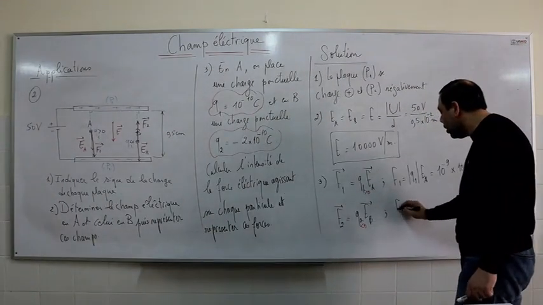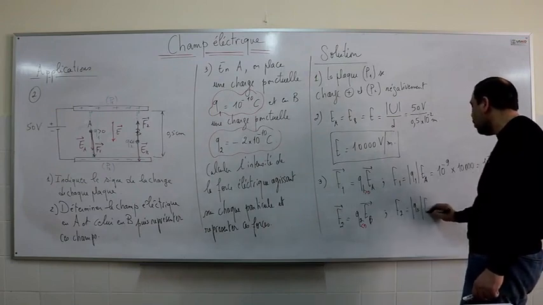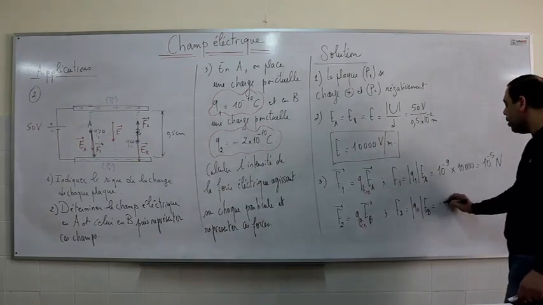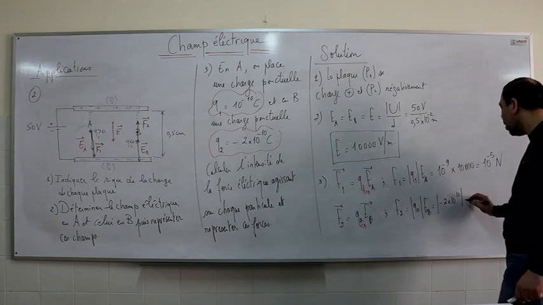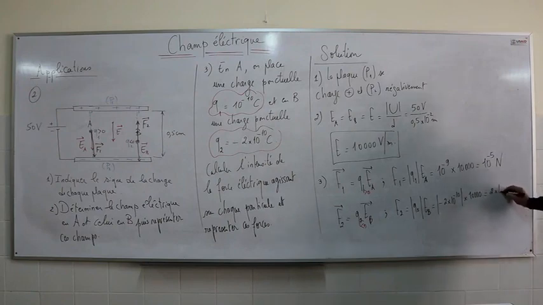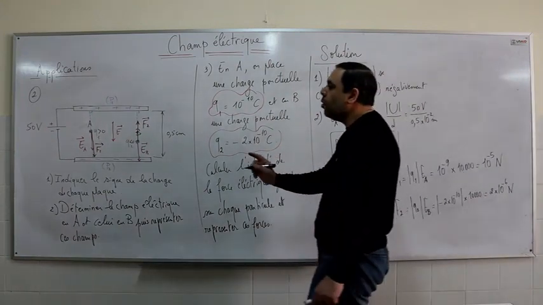The magnitude of F2 is the absolute value of Q2 multiplied by EB. Minus 2 times 10 exponent minus 10 in absolute value multiplied by 10,000. The result is 2 times 10 exponent minus 6 newtons. This is the magnitude of F2.